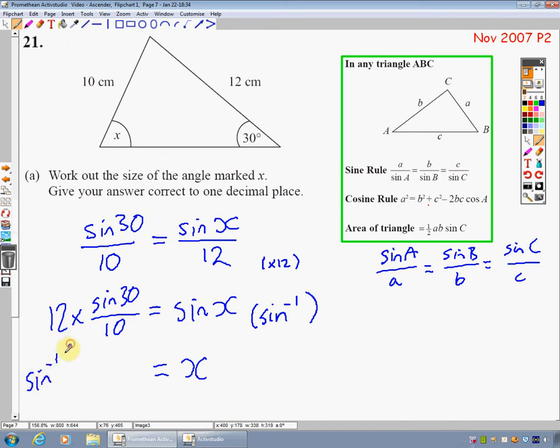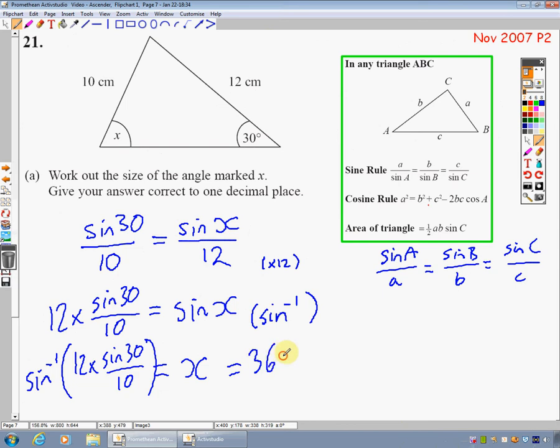And the reason why I just want to make it look big and do it all in one go is that there's no rounding errors on your calculator when you do this. So we're going to do it all in one go. Type it all in one line. So I'm going to type in shift sine. So I've got inverse sine of, I've got 12 times my fraction, which is sine of 30, and on the bottom is divided by 10. And I'm going to press equals, and get 36.86989765, and always write out everything you can.